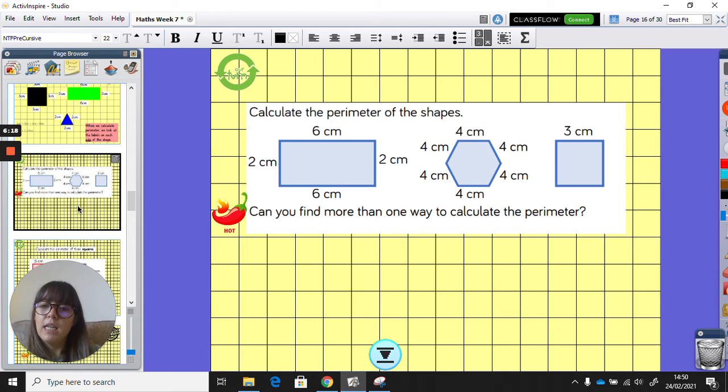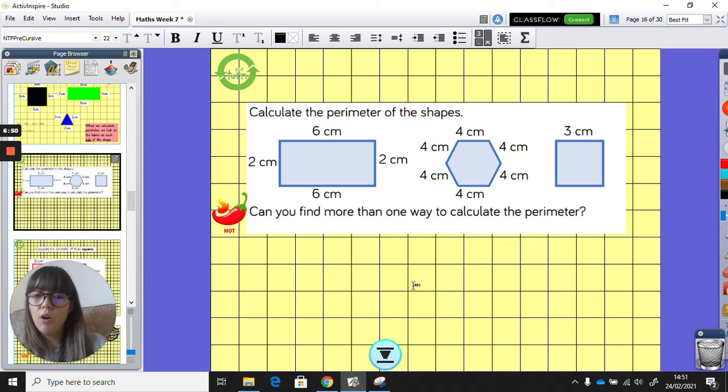Here are 3 different 2D shapes. I would like you to calculate the perimeter of these shapes. We have got a rectangle, we have got a square, and let's just count the sides of this one. 1, 2, 3, 4, 5, 6. We have got a hexagon. So I want you to calculate the perimeter of these 3 2D shapes. Remember, the perimeter is the distance all the way around.